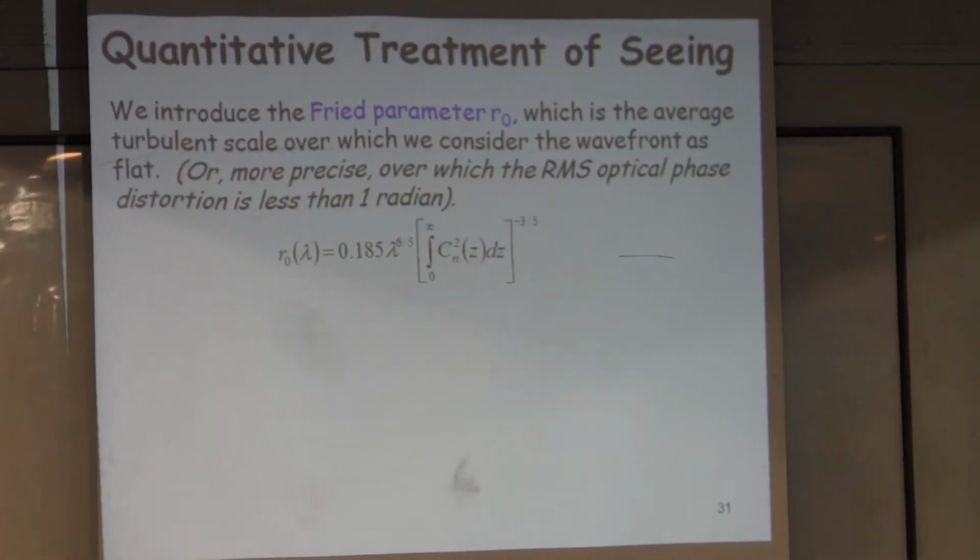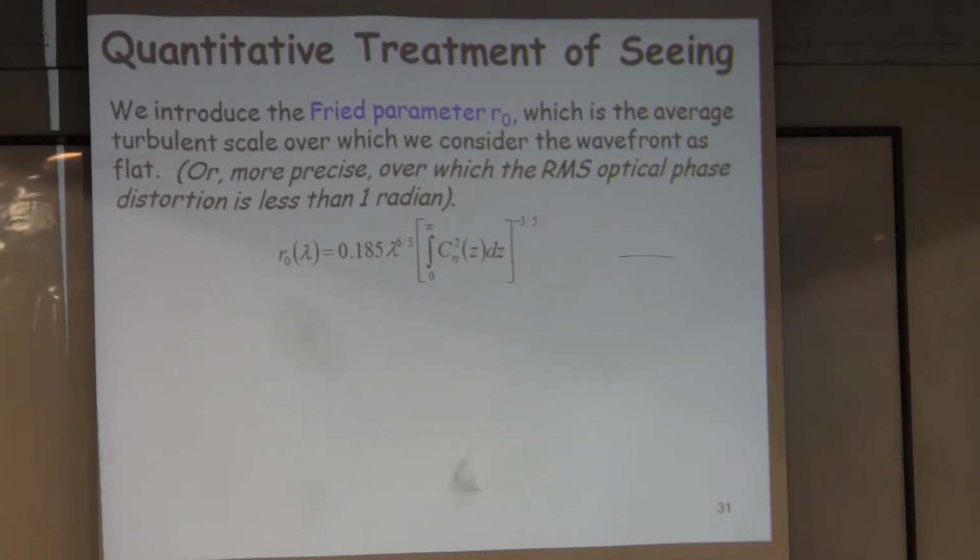Scintillation is not as important, since it's a variation in the brightness of sources. Yes, because in the end, you take a long exposure and you cancel it out. So it averages out.